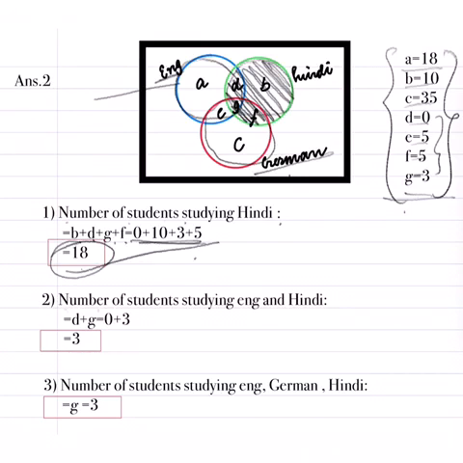Now the second part says that we need to find the number of students who are studying both English and Hindi, which is the intersection of English and Hindi, and it comes out to be D plus G, which is equal to 3 students who are studying both these languages. And now this third part says that we need to find the number of students who are studying all 3 languages, which is the intersection of English, German and Hindi. And it's this red portion which I am shading right now. And this comes out to be 3, as the value of G is given as 3.